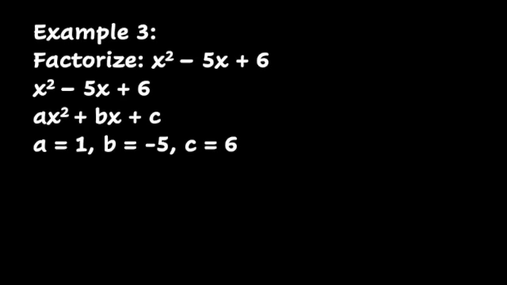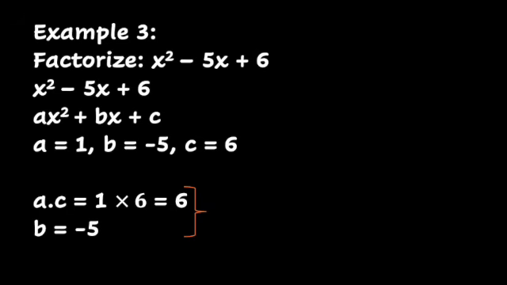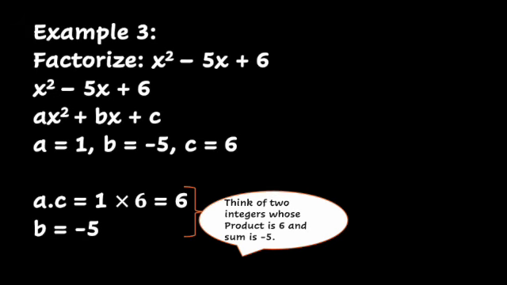In our next example, we need to factorize x squared minus 5x plus 6. Now, in this polynomial, there is no number common to all the terms. So we need to compare it with the general form of the polynomial, which is ax squared plus bx plus c. And we realize a is equal to 1, b is minus 5 and c is 6. Next step is to multiply a and c, which is 6, and b is minus 5. Now have a look at these two numbers, 6 and minus 5. Next step is to think of two integers whose product is 6 and sum is minus 5.